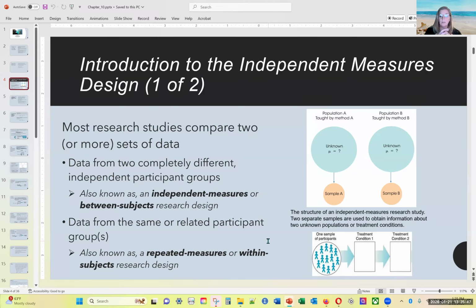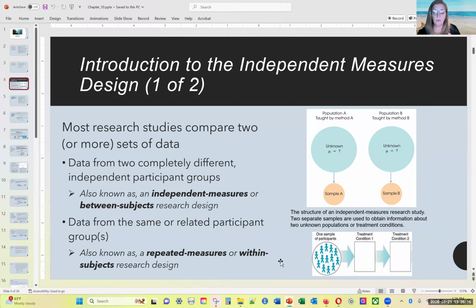So if I collect samples from two groups, I usually have a control group and an experimental group. One of the groups will experience my treatment, whatever I want to test them on, and the other group typically does not. And then we're able to make comparisons between the two.